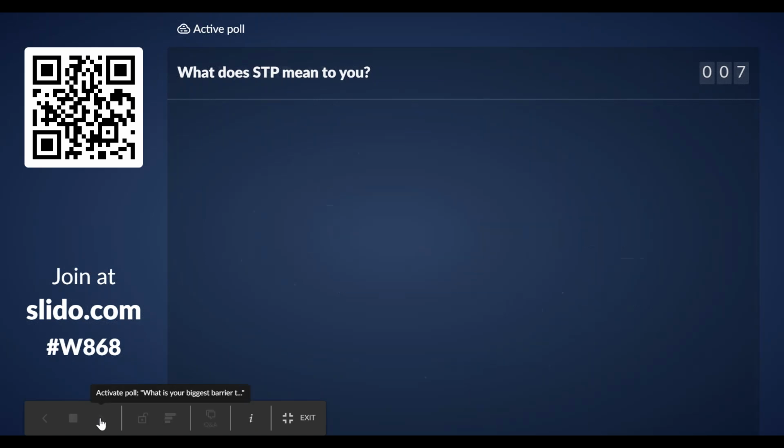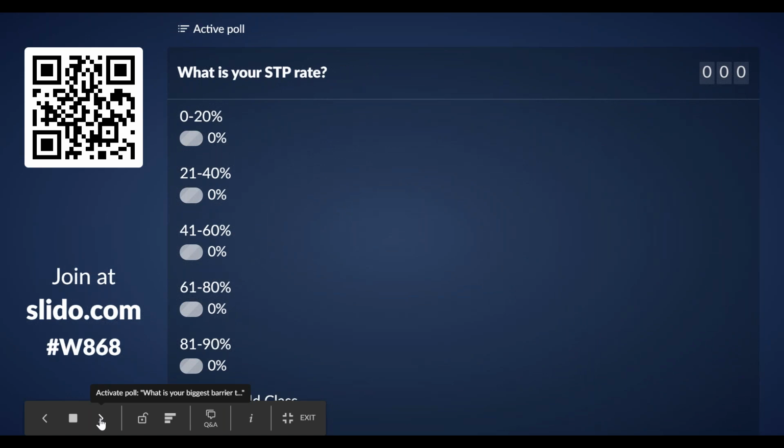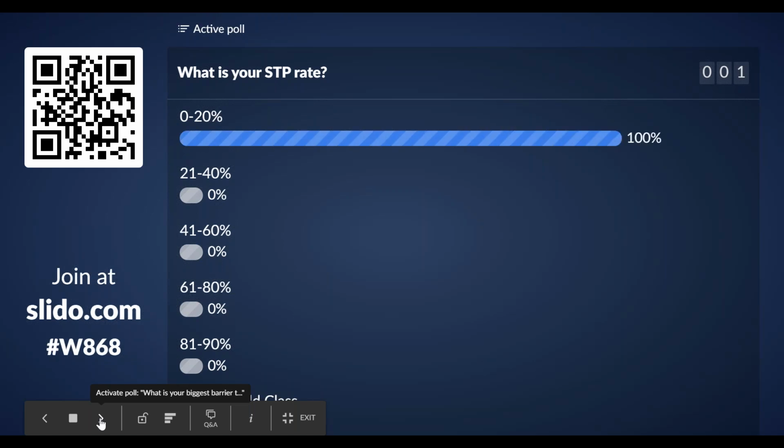Now if we jump on to the next question. Alongside your straight-through processing definition, let us know what you think your straight-through processing rate is, and do it against your definition. We'll have a little think about what that actual definition is afterwards. Then we'll start having a look at the results so you can see where your peers are at.